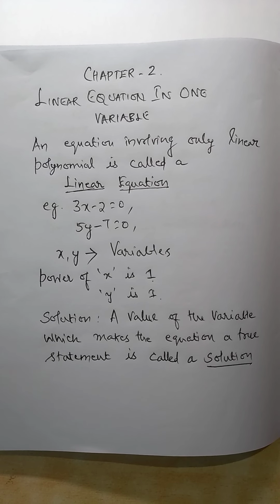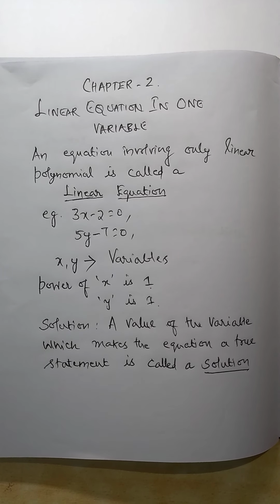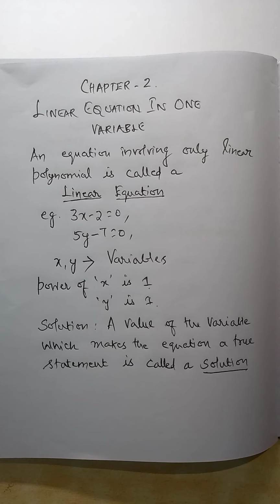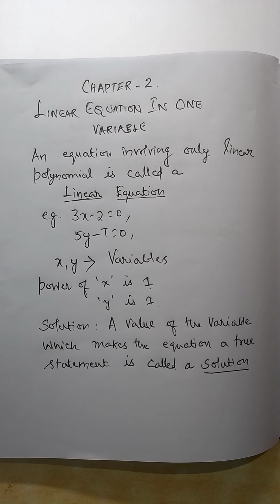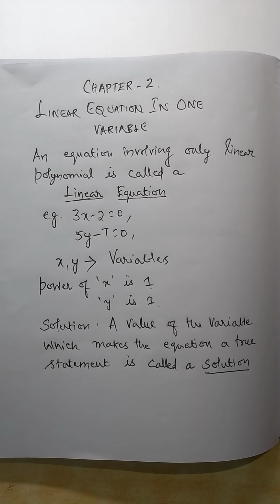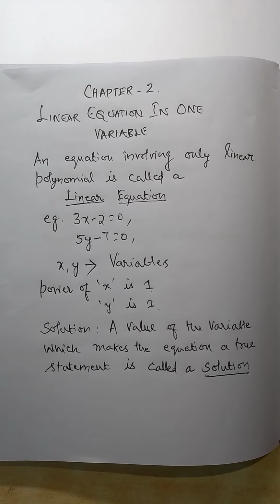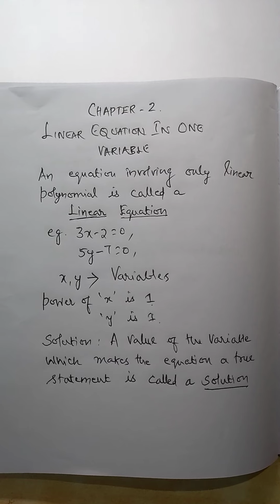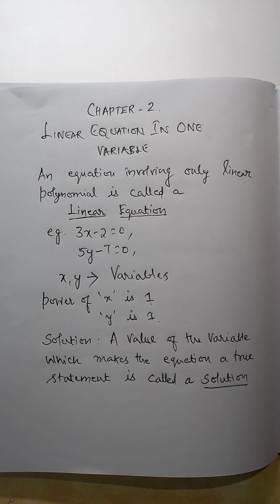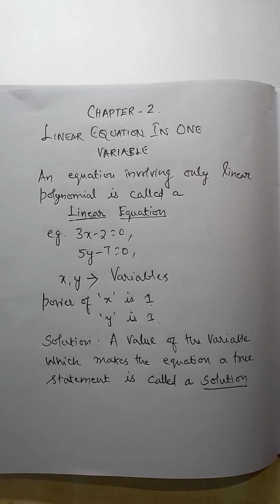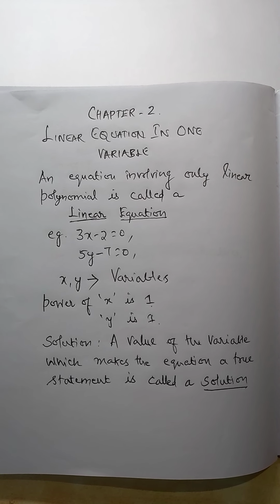Now we go to chapter number 2, linear equations in one variable. An equation involving only a linear polynomial is called a linear equation. Let us have these equations: 3x minus 2 is equal to 0 and 5y minus 7 is equal to 0. In the first equation the variable is x, and in the second equation the variable is y. The power of x in the first equation is 1, and the power of y in the second equation is also 1. So we say that those two equations are linear equations.